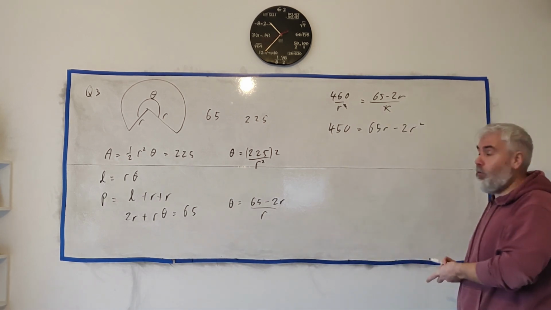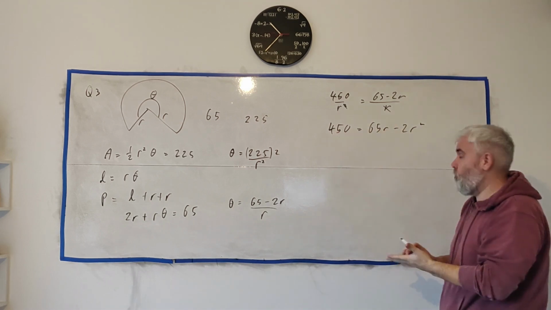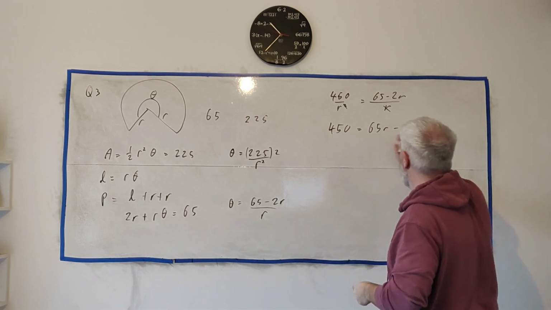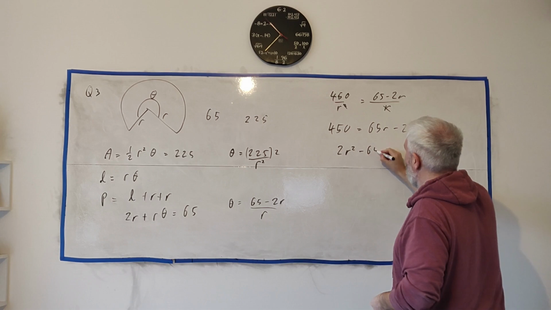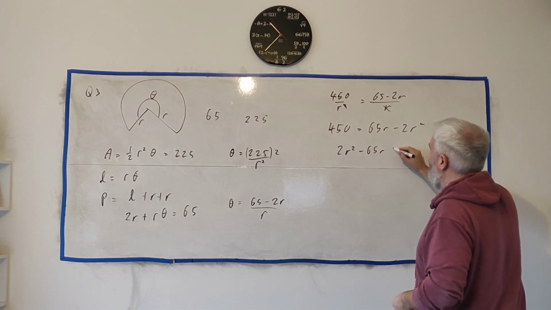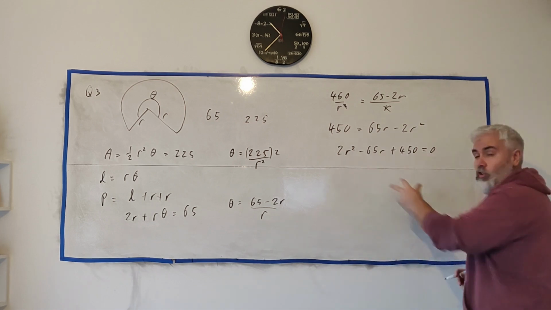That's a quadratic. We have something squared, something, and no somethings. Let's just make it look a bit better. Move everyone over to the left perhaps. 2r squared minus 65r plus 450 equals 0. We just solve this quadratic.